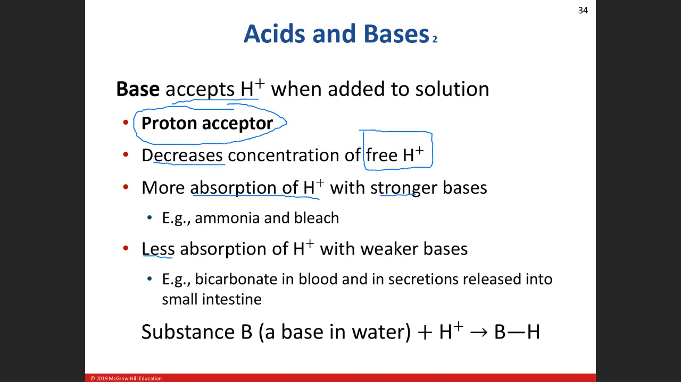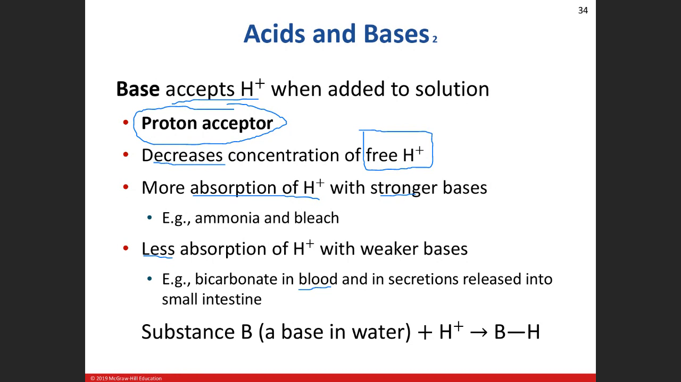Ammonia and bleach are very potent and great cleaners because of that property. They're strong bases. Then our weaker bases, we'll see these in our blood, because it's really important that our blood maintains a certain pH, and that's the scale we use to measure how acidic or how basic something is. It's really important that we have these weaker bases to help maintain a certain level of pH in our blood.